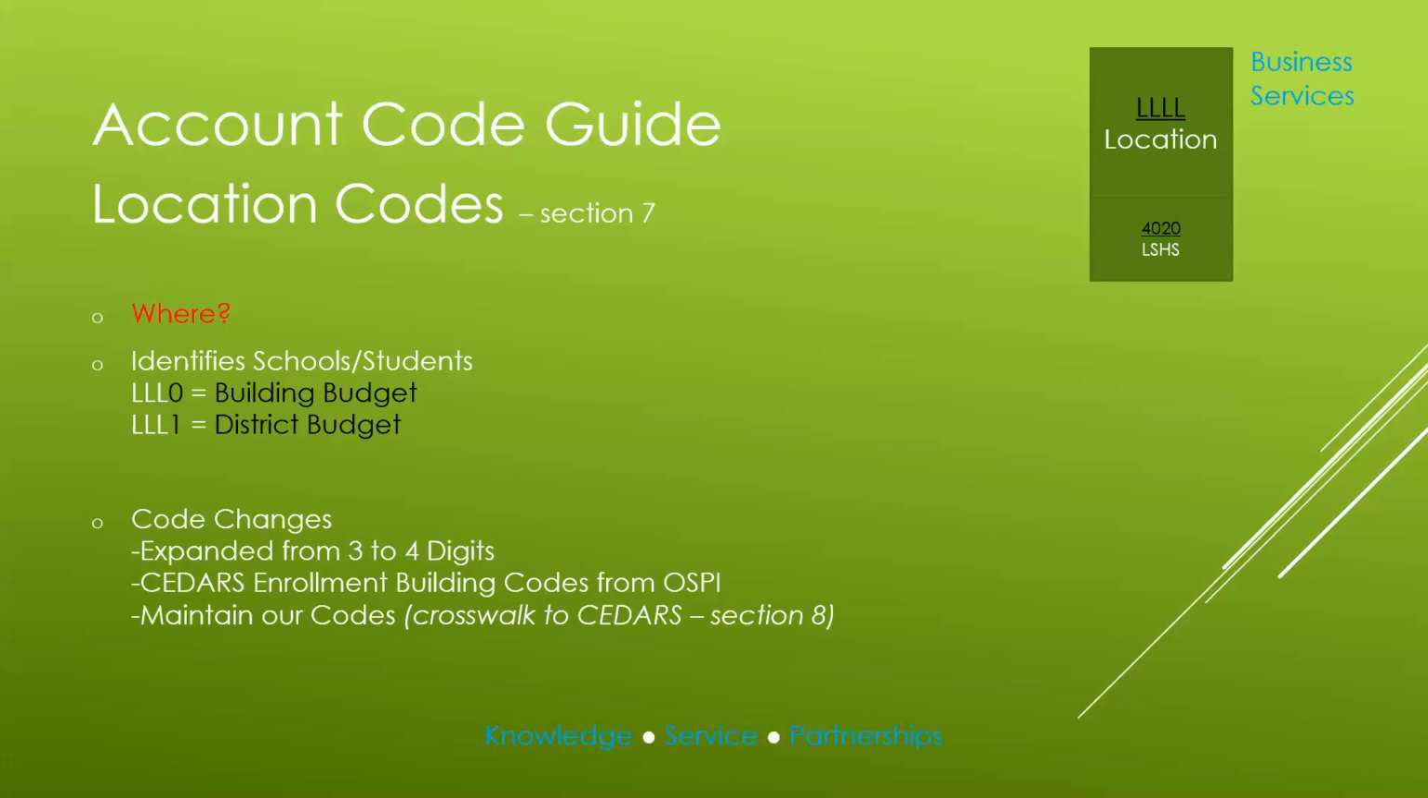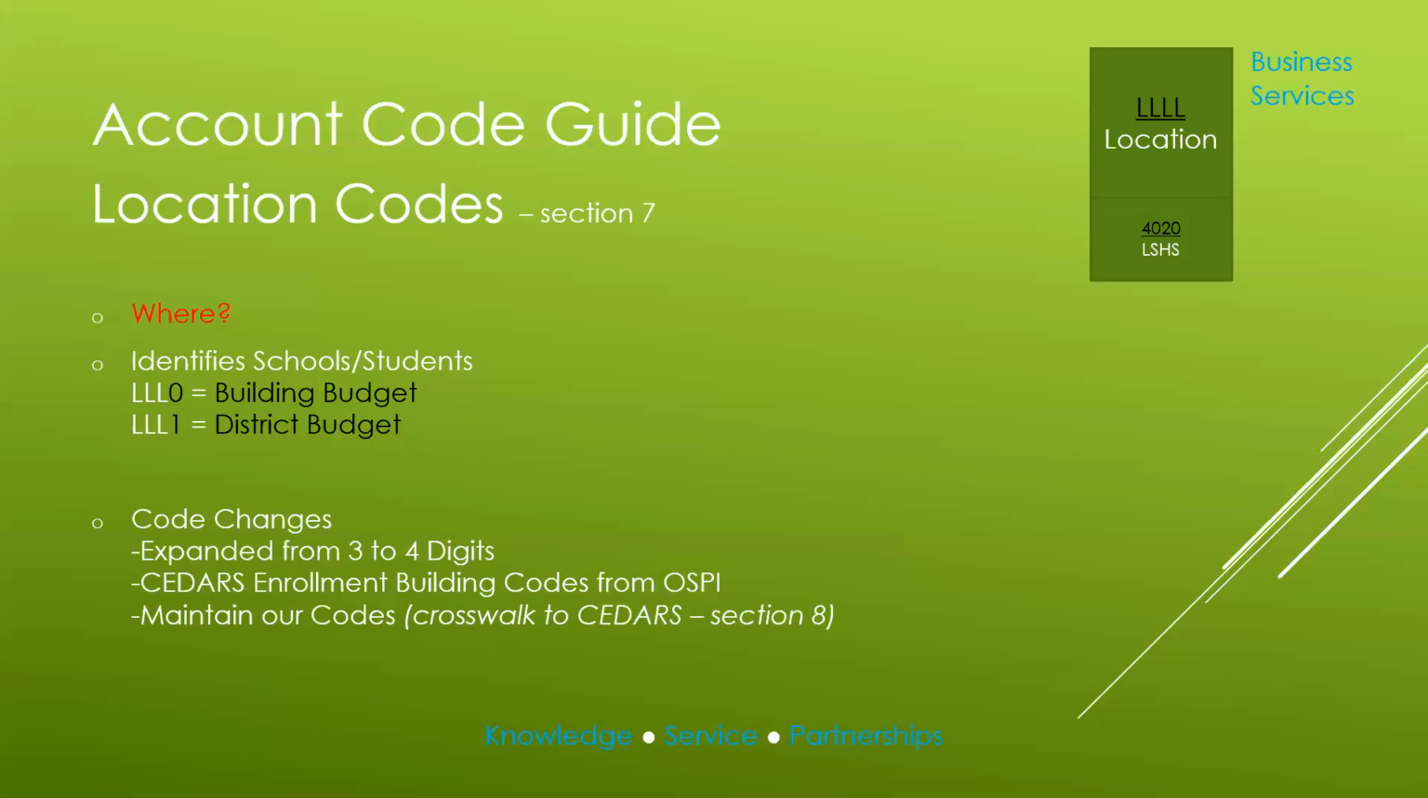Now, we had some changes to the location codes as part of the conversion. It expanded from 3 to 4 digits, and the state actually wanted us to use the CEDAR enrollment building codes from OSPI. Now, we weren't familiar with those. We didn't want to get people confused. So we decided to maintain the location codes that we were familiar with and add a digit on the end. And what we're doing is mapping the location codes to the CEDAR building codes in the background.